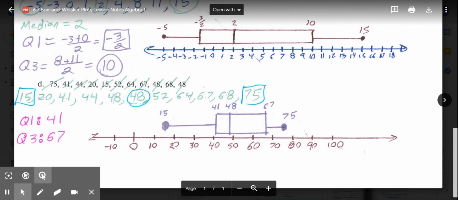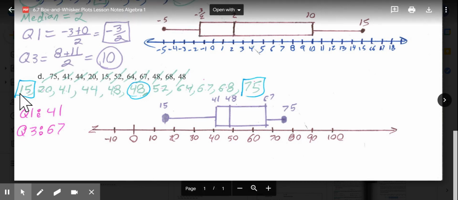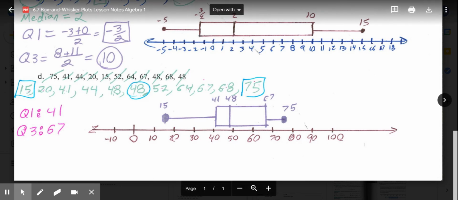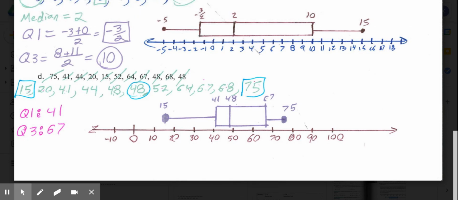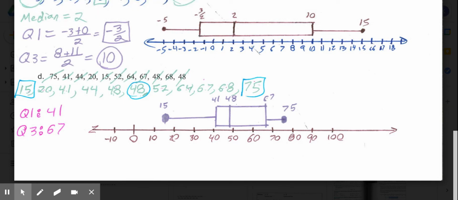So then our final example, D. Again, we need to take our list and put it in order. So I listed it here from 15 to 75, least to greatest. 15 and 75 are my whiskers, the smallest and largest values. I want to find my median, so I have 1, 2, 3, 4, 5, 6, 7, 8, 9, 10, 11 numbers. So for the median, I go in 6, and my median is here at 48.